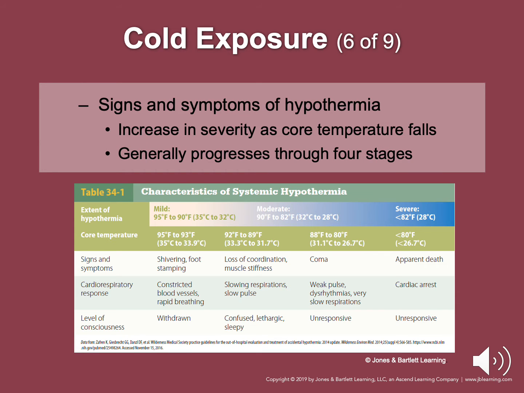Some signs and symptoms increase in severity as cold temperature falls. It generally progresses through 4 stages. You assess the temperature of the patient's skin close to their trunk or core. Now, on the outside that's been exposed, you always want to assess towards the core. Rectal temperature is considered the most accurate for assessment of hypothermia. Mild hypothermia is a core temperature between 95 and 93. Moderate hypothermia is a core temperature of 92 to 89.